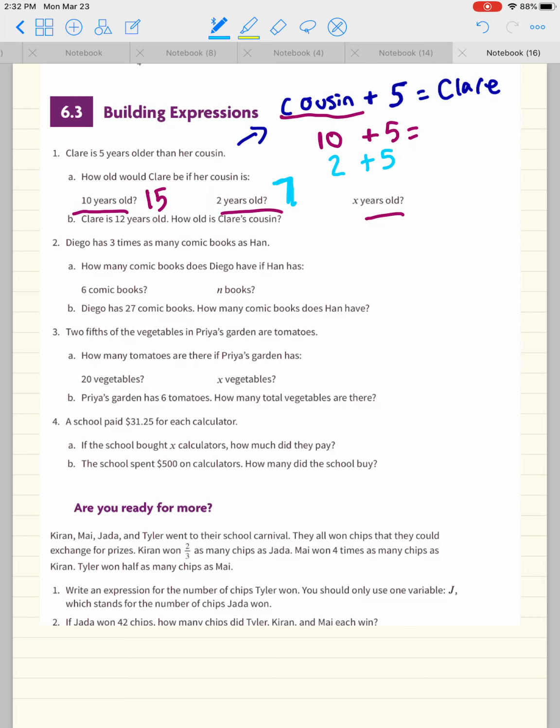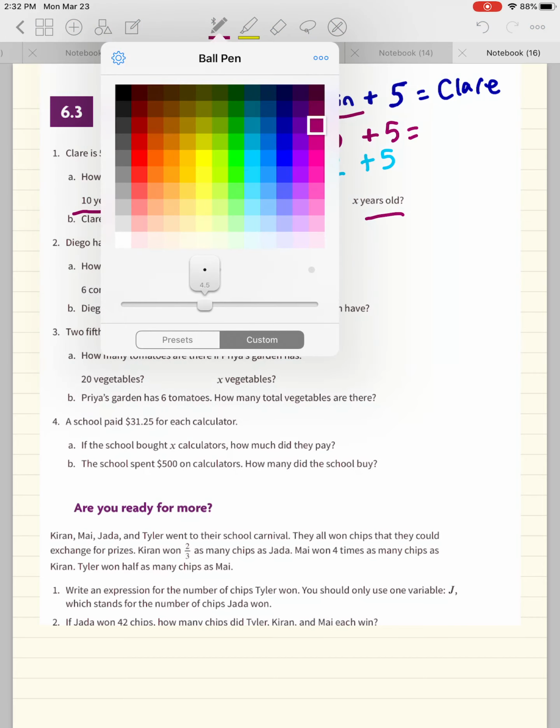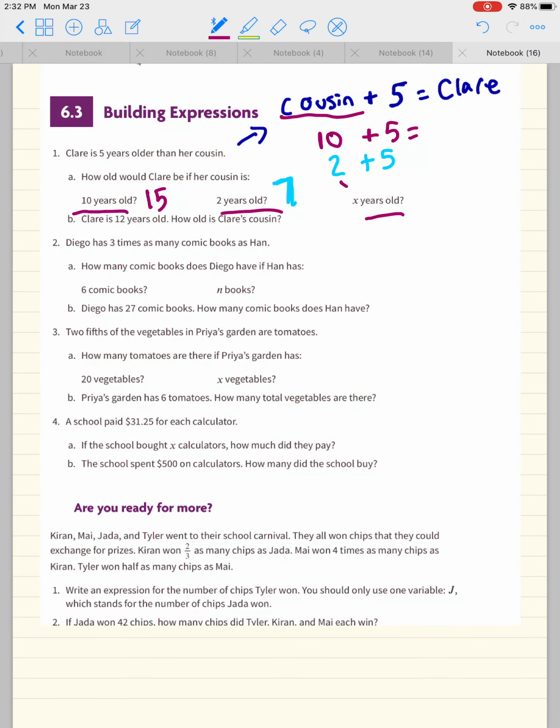And then the last one says X years old. So we don't know what X is, so we're going to go ahead and just plug X in here, plus 5. And our answer to this one is just going to be X plus 5, because we can't solve it any further.